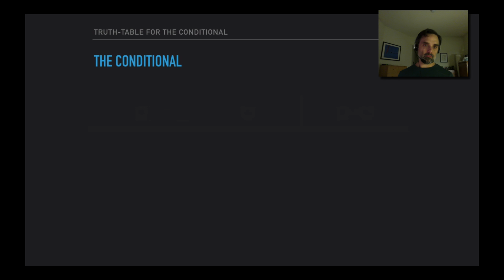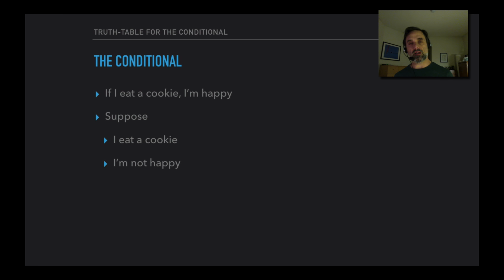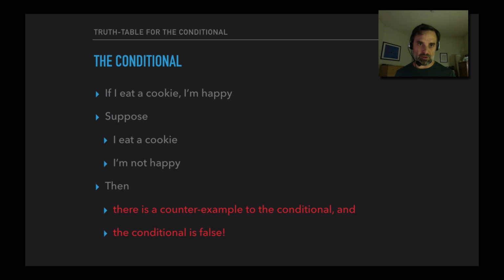So, take the sentence, if I eat a cookie, I'm happy. Suppose, first of all, that I do eat a cookie, and also that I'm not happy. So the antecedent is true and the consequent is false. What follows? We have a counterexample to the conditional. The antecedent is true, the consequent is false, and that means that the conditional is false.